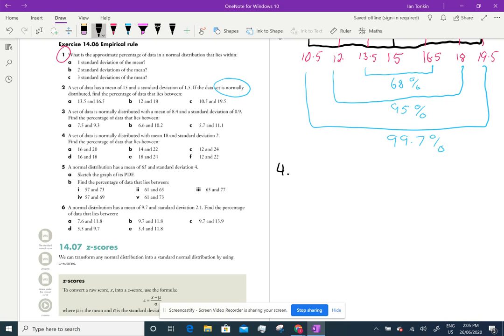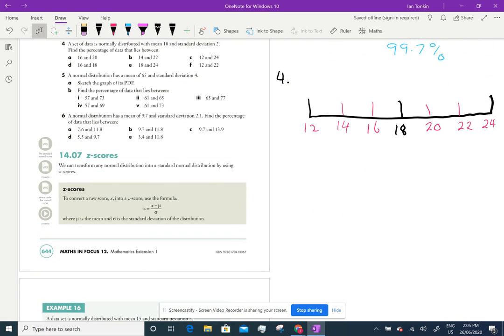So normally distributed with a mean of 18, standard deviation of 2. Well, this is easy. Remember, we're only really going to go 3. So our mean is 18. And then we go 2 up, 20. Another 2 up, 22. And the third one, 24. We go 2 down, 16. Another 2, 14. And the last 2, 12.